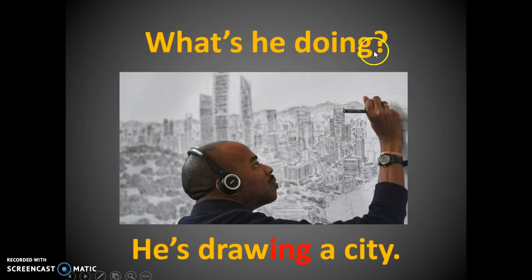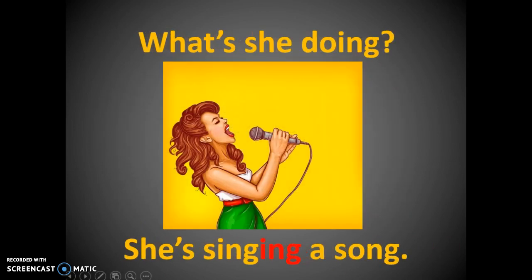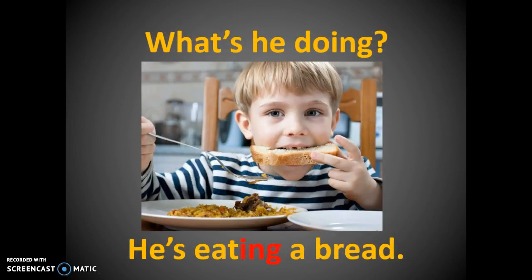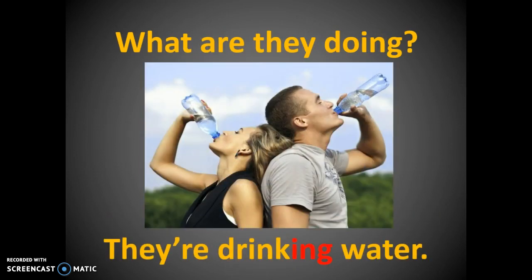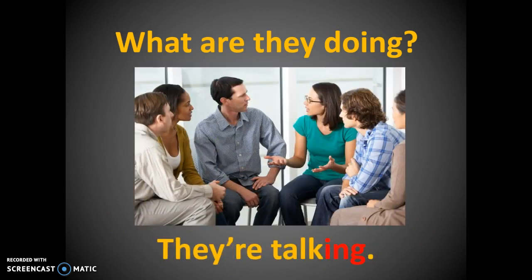Okay, guys. Now, let's see some examples. What's he doing? He's drawing a city. What's she doing? She's singing a song. What's he doing? He's eating a bread. What are they doing? They're playing a board game. What are they doing? They're drinking water. What are they doing? They're talking.